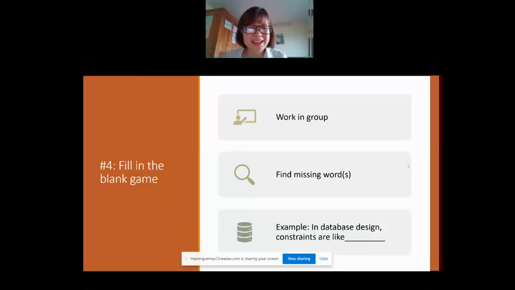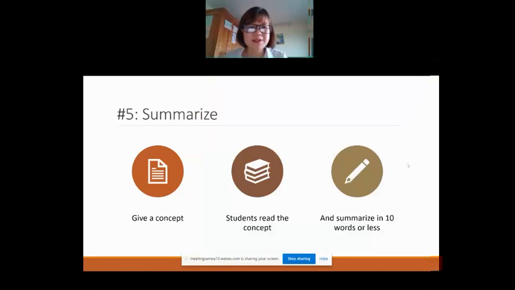The next one, number 5, is to summarize. With this technique, I will give a concept to my students and require them to read the concept for some minutes to try to understand it, and then summarize it in their own words. Rewrite the concept in their own words, and I may limit the number of words, like 10 or 15 words. So it will be harder, right? When you limit the number of words, it's a little bit harder.